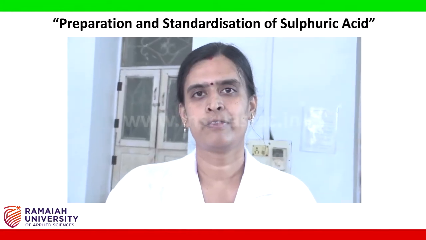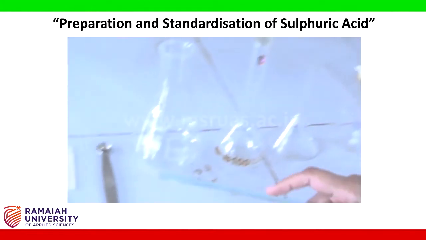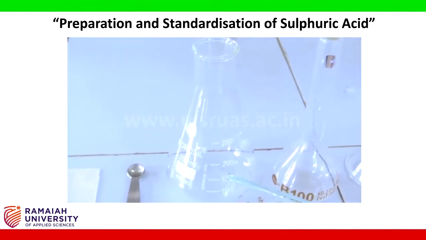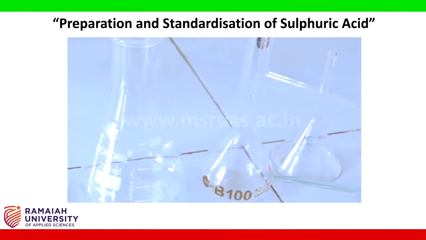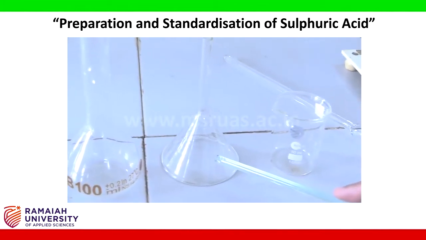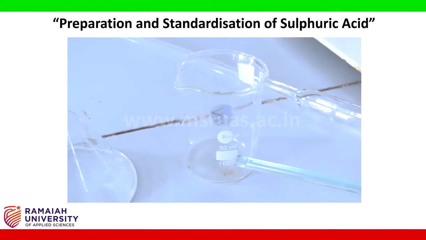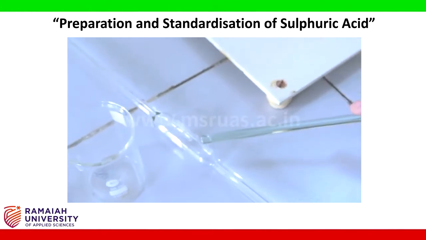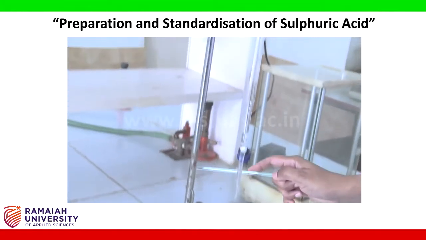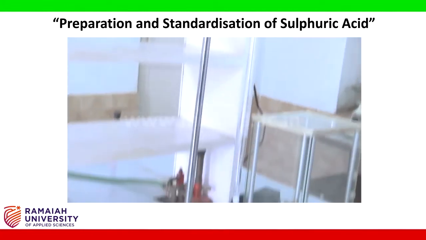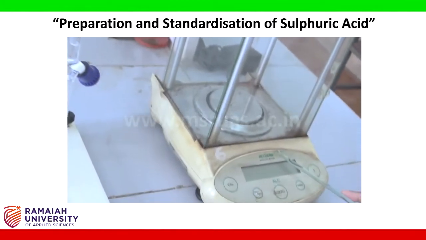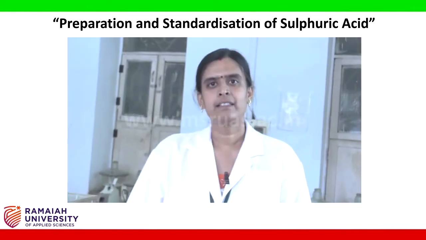The components required for the experiment are butter paper, spatula, 250 ml conical flask, 100 ml volumetric flask, funnel, 50 ml beaker, 10 ml bulb pipette, burette stand, burette, and weighing balance. Let us start the experiment.